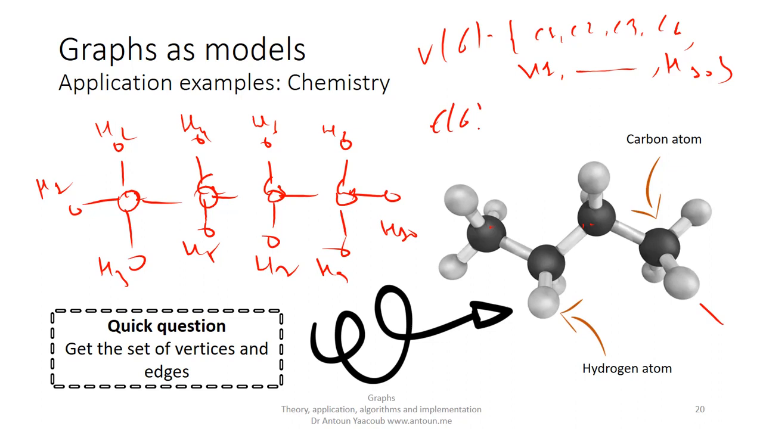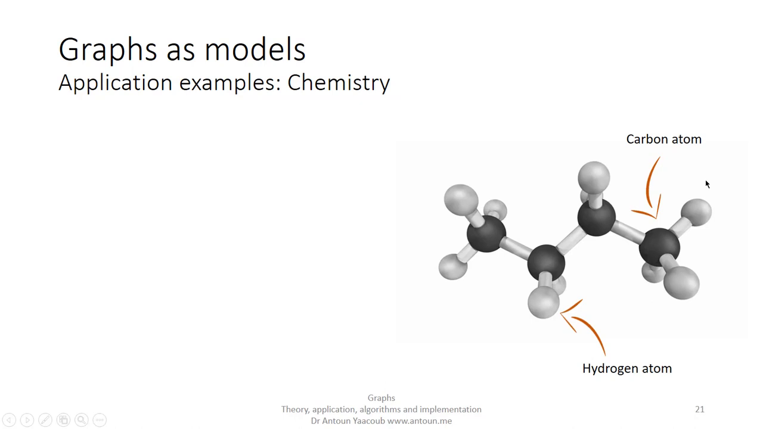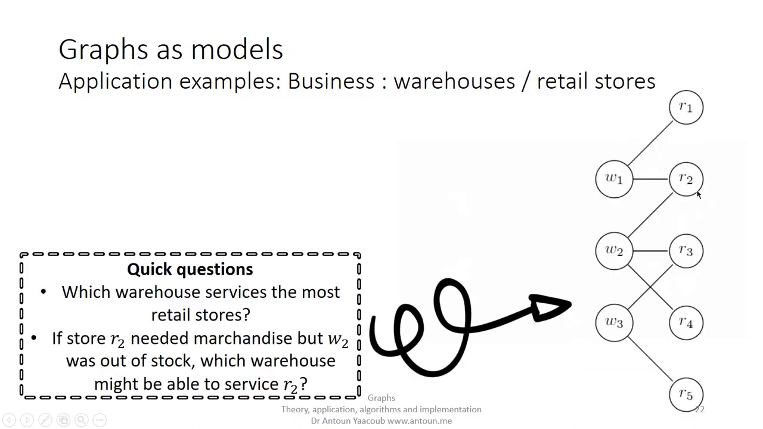As for the edges, I have a lot here. For example, C1H1, C1H2, C1H3, and I will list all of these, ending with C4H10. In total, I have 14 vertices and 13 edges. So this is an example of how we can represent a real application in chemistry using graphs. I can do a lot more later on when we cover the different aspects of graphs.